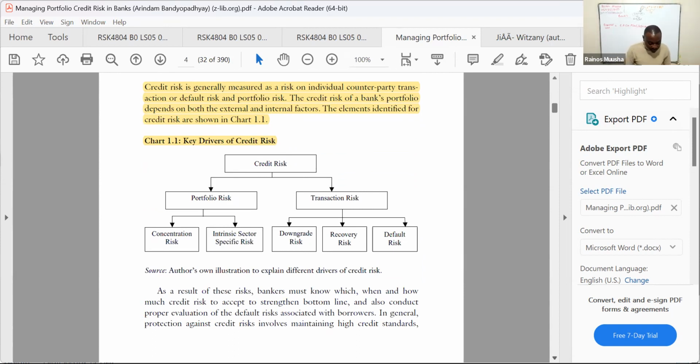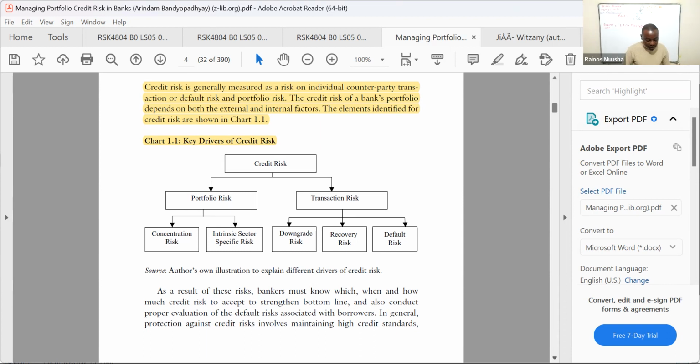If it's coming from portfolio risk, this is where you look at, for example, concentration risk, and this is where you look at intrinsic sector specific risk as well. Then if it's going to be coming from transaction risk, this is where it can be due to downgrade risk or recovery risk, or it can be due to default risk as well.